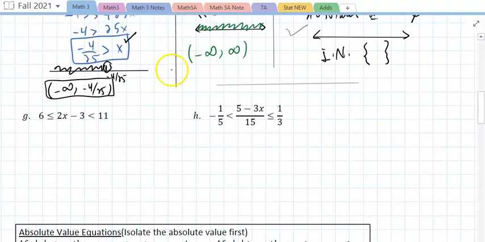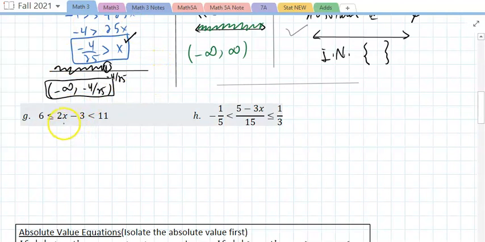Couple more to go. I wanted to touch on everything that you come across on the homework. There are double inequalities, and what the double inequalities indicate is that this quantity is between 6 and 11. How do you solve double inequalities? There are no triples, just double.